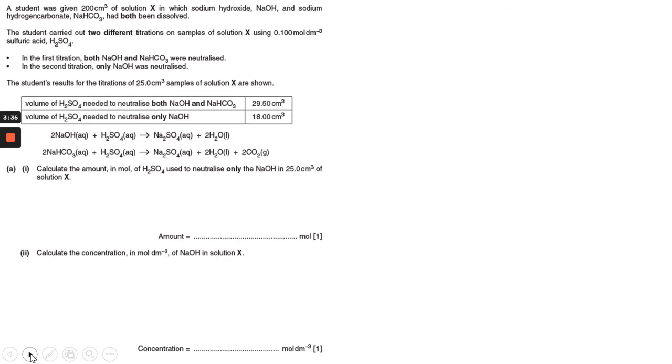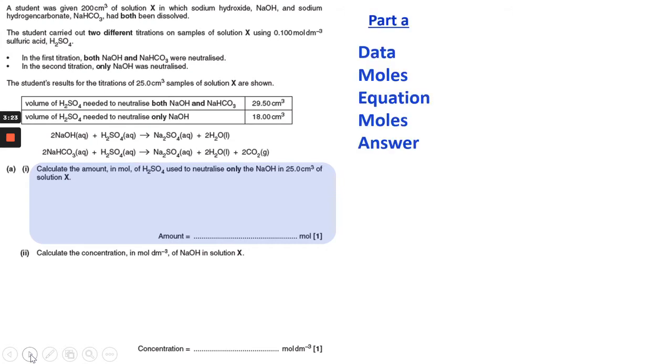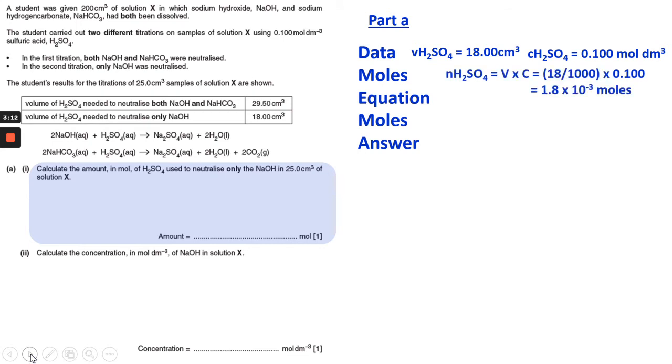So going through the question, first thing to do is part A. First bit, calculate the amount in moles of H2SO4 needed to neutralize only the NaOH in 25 cm³ of solution X. You can do data, moles, equation, moles, answer. So the volume is 18, like we said. The concentration, like the question says, is 0.100. Multiply those two to get 1.8 × 10⁻³. Now obviously the volume has to be divided by 1,000 to turn it into dm³. And that gives us the first answer.